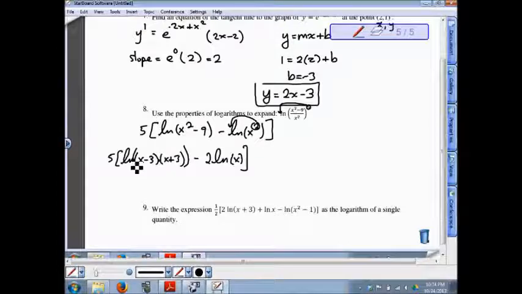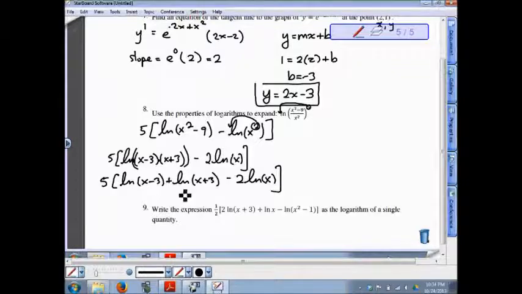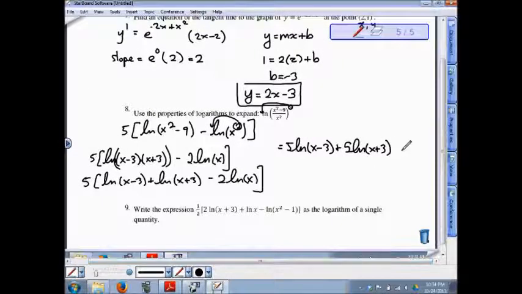Now, we're taking the logarithm of the product, so this can be expanded further. This is going to be 5 times the natural log of x minus 3 plus the natural log of x plus 3, minus 2 times the natural log of x. And then we can distribute the 5 to each logarithm. So the final answer is 5 times the natural log of x minus 3 plus 5 times the natural log of x plus 3 minus 10 times the natural log of x.